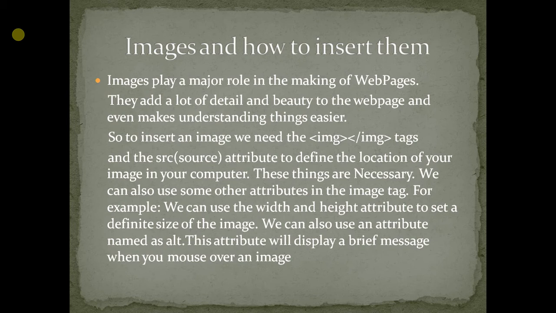Let me give you another brief explanation of what we have just read. The image tag and the source attribute are necessary. We can also use some other attributes in the image tag. For example, we can use the width and height attributes to set a definite size of the image. We can also use an attribute named alt. This attribute will display a brief message when you mouse over an image.